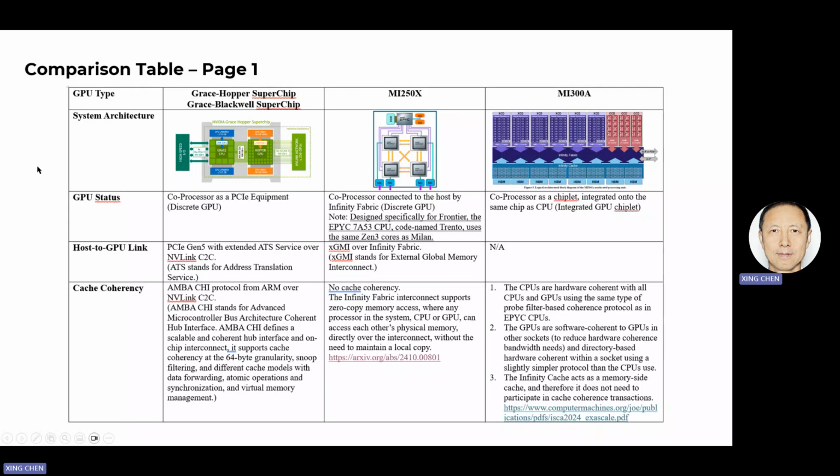Okay, we continue. In this part, we are going to do a comparison. We are going to compare the products we have just talked about in the previous parts: the GraceHopper Superchip, the MI300A APU, and then the MI250X GPU. So I put these three systems in the same table for the comparison.